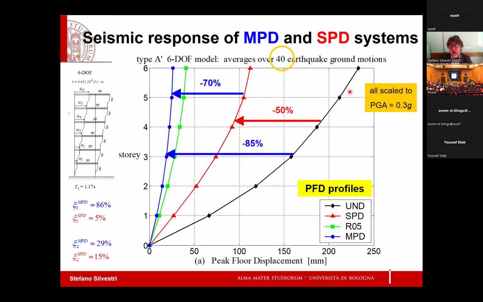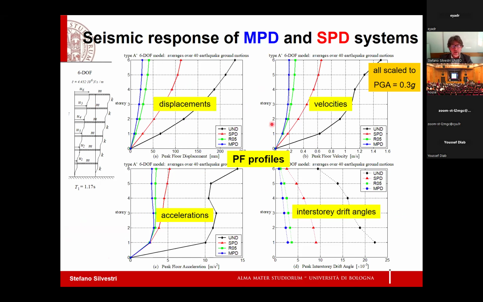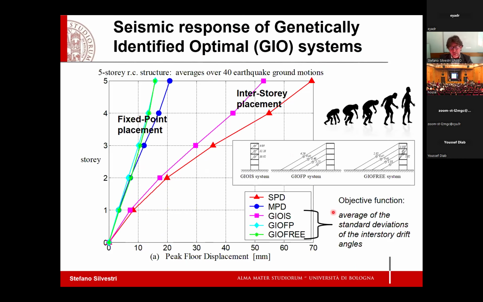You see in the black line the undamped response, in the red line the response of a typical interstory damper system, and with blue you see the mass proportional damping system, which is far more effective. Okay, here you see their effectiveness not only in terms of displacement but also in terms of velocity, acceleration, and interstory drift angles.